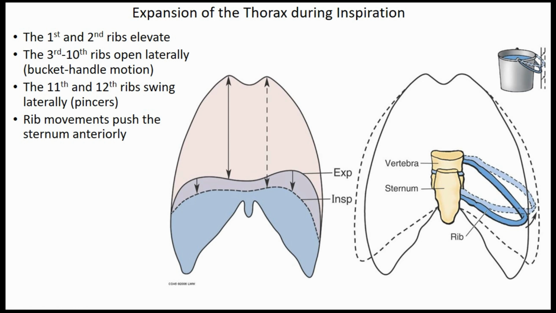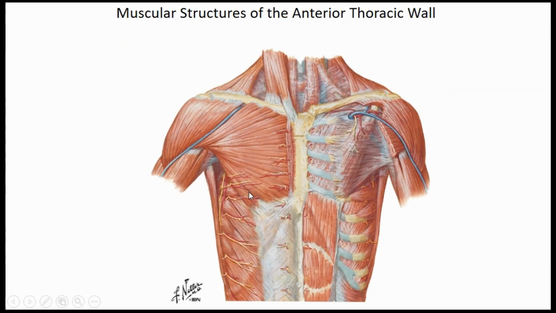It tends to elevate a bit because of ribs 1 and 2, but it also tends to move anteriorly as the bucket handle motion of ribs 3 through 10 takes place. So take a moment and palpate your sternum and take a deep breath out and in, and hopefully you'll feel it move a bit anteriorly at the very end of your inhalation there. And if anyone's feeling lightheaded, take a moment, pause, and we'll come back.